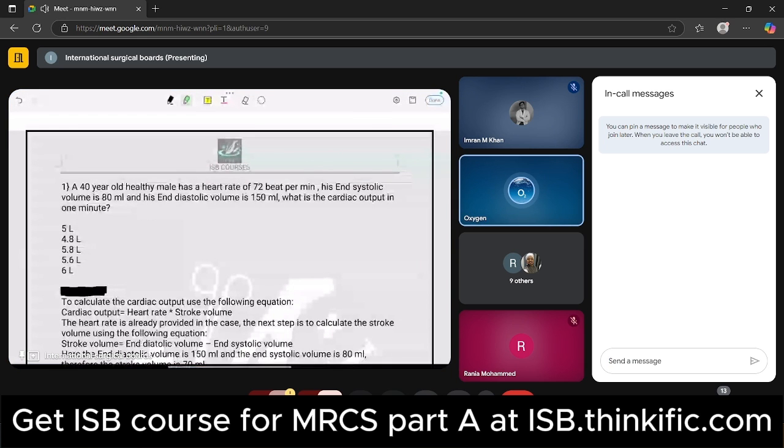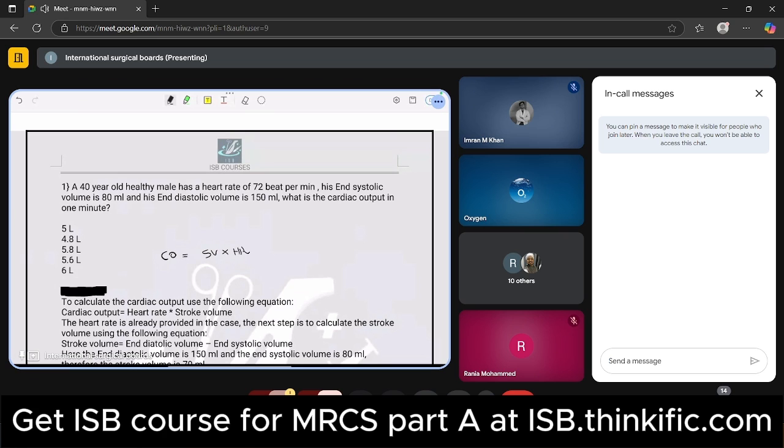I can start. Number one, a 40-year-old healthy male has a heart rate of 72 beats per minute. His end systolic volume is 80 mils and his end diastolic volume is 150 mils. What is the cardiac output in 1 minute? So the difference is 70 being ejected per beat. So 72 times 70 is about 5 litres. So answer A.